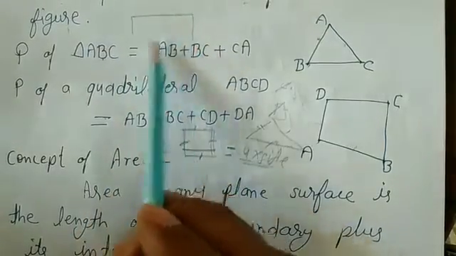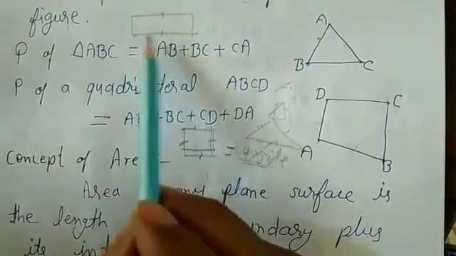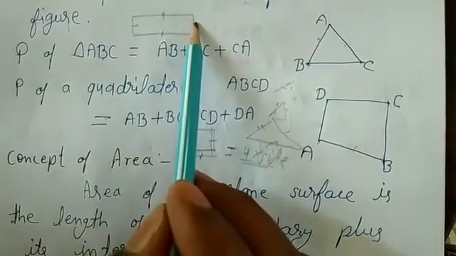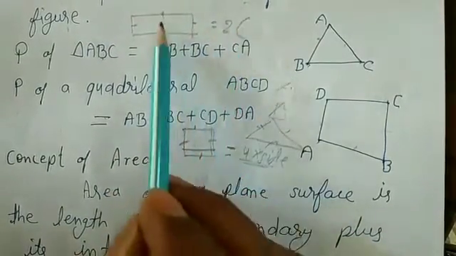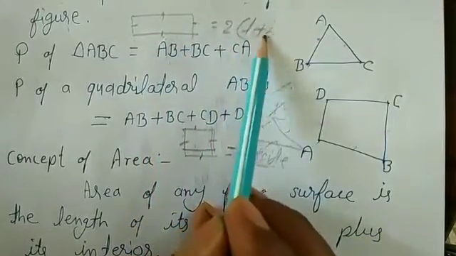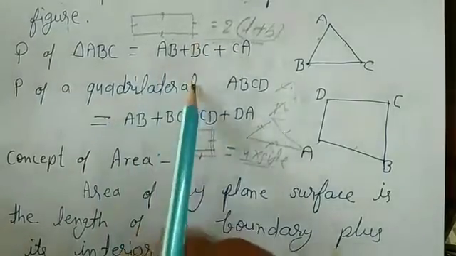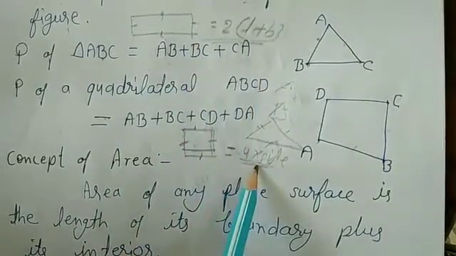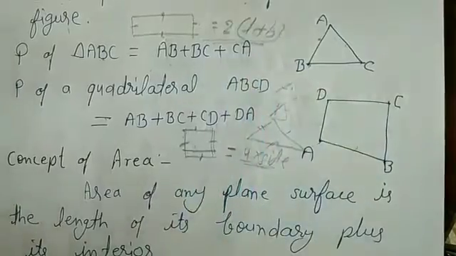And if we talk about the rectangle, this is the rectangle. In this, these opposite sides are equal, and these opposite sides are equal. So the perimeter of rectangle will be 2 into (L plus B). So this is the formula of the perimeter of rectangle. Perimeter of square is 4 into side, perimeter of rectangle is 2 into (L plus B).